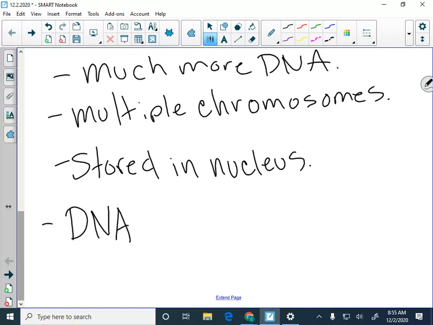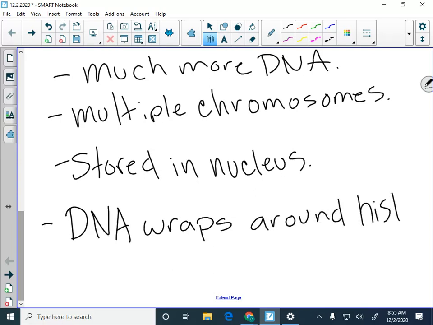DNA wraps around histone proteins. This keeps it from tangling up. So if you had one of those corded headphone cases that you wrap your headphones around, or if you take your Chromebook charger and you wrap it around that little charging block, it's a lot less likely to be tangled up when you try to get it back out than if you were to just shove it in your backpack.